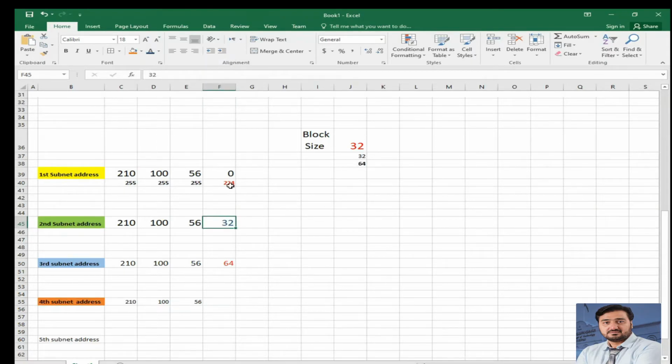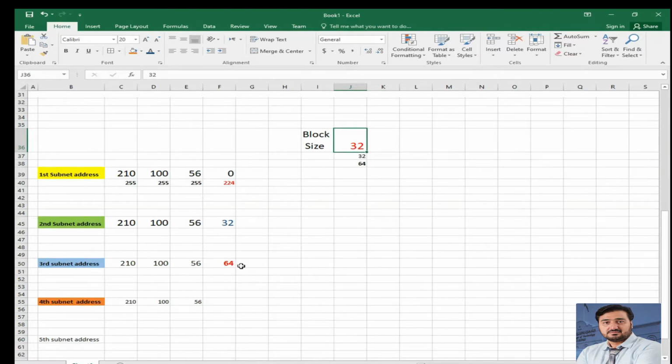This is the first subnet. This is your second subnet. This is your third subnet, 64. Yes, this is 64. Now you need to add 32 to 64. So what will be the value? If you add 32, because this is our block size, you need to add 32 to this value.